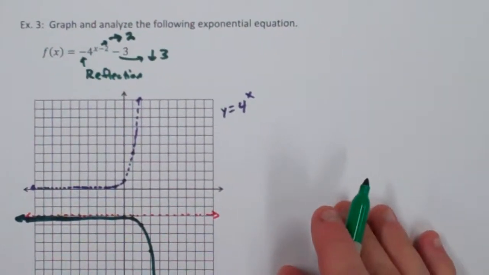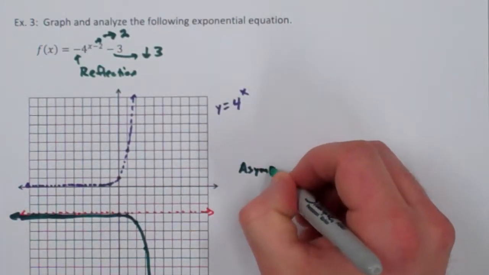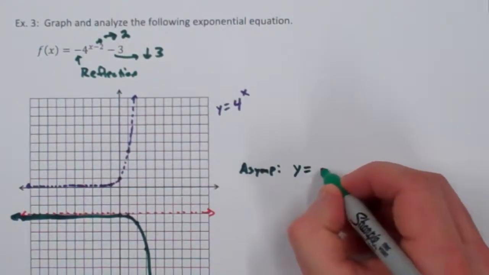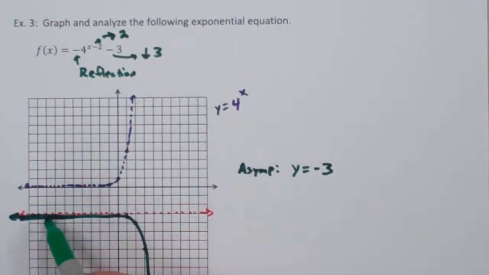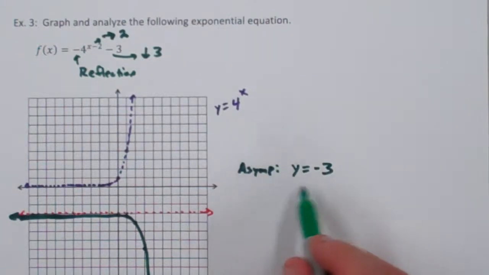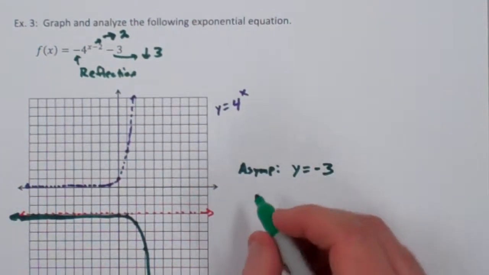And we do need to analyze this thing. So if we take a look at the asymptote, it's the same as the vertical shift. So this is going to be y is equal to negative 3. Remember, a horizontal line, that's the one in red here, is going to be y is equal to a number. And you shouldn't just list negative 3. You should list an equation. An asymptote is a line, is an equation.